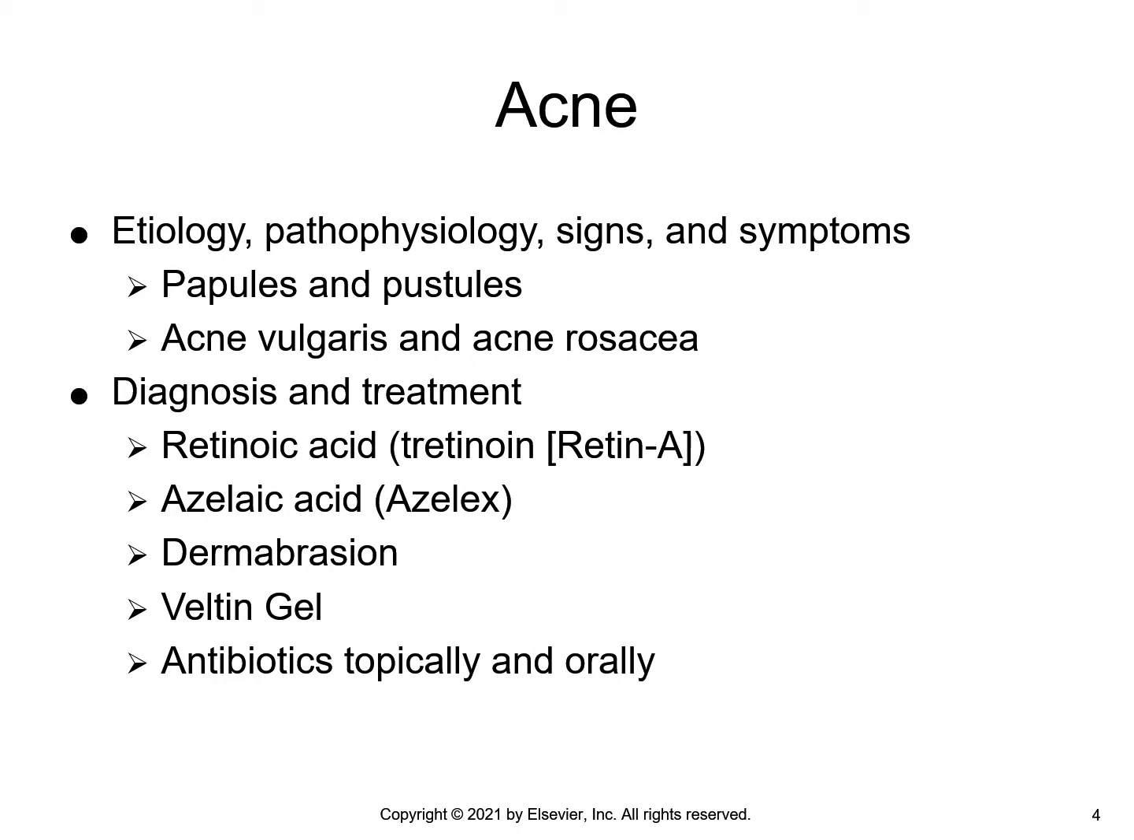Acne rosacea usually begins between the ages of 30 to 50 years old. It is characterized by erythema, papules, pustules, and telangiectasias, which is dilation of capillaries that cause small red or purple clusters. It will occur on the face, over the cheeks, and the bridge of the nose.